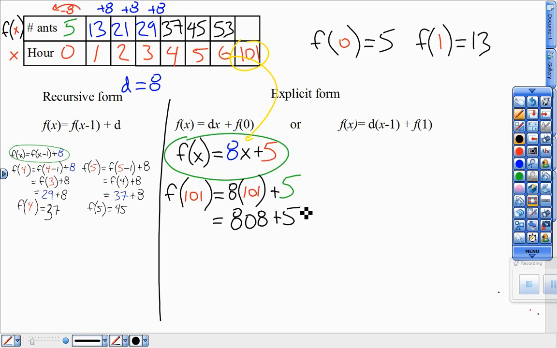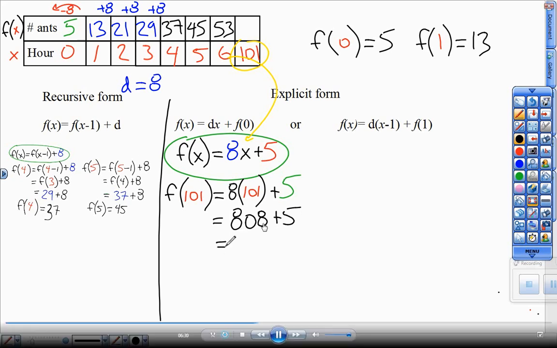And that 808 plus 5 gives me 813, which shows the function at the 101st term, or after 101 hours, there are 813 ants following this pattern. That number goes right here. Make sure you fill in that table.